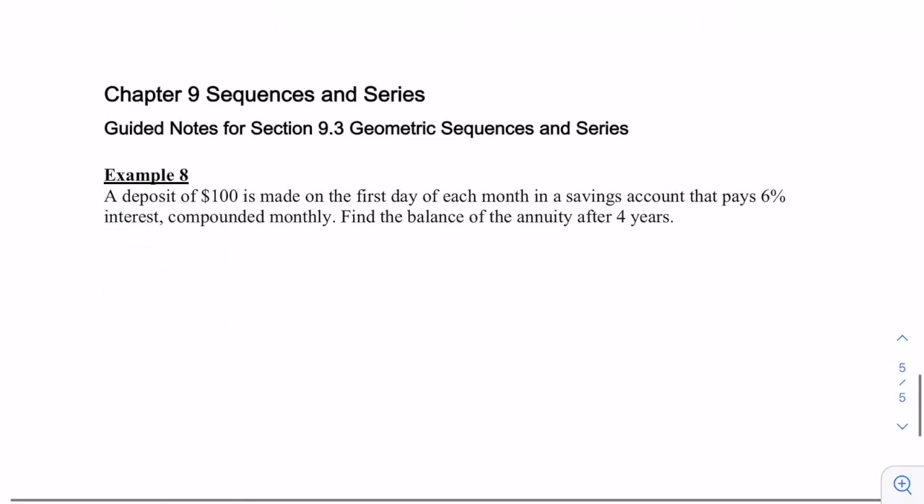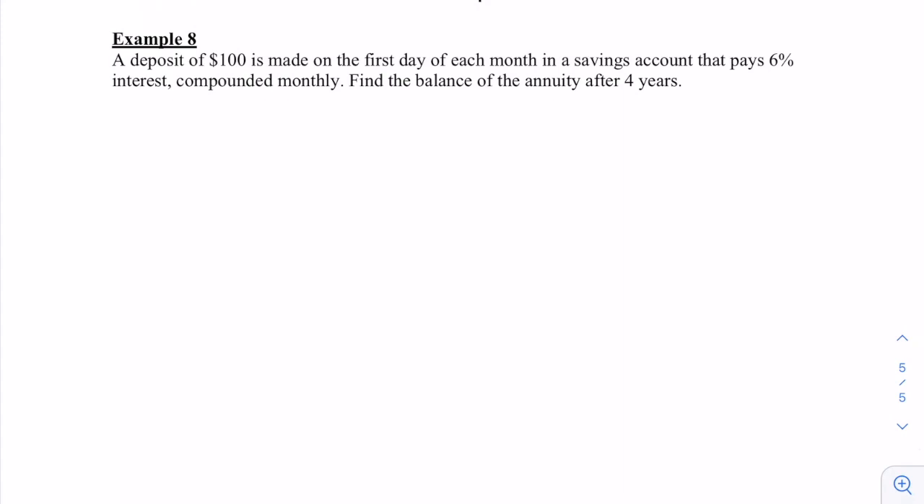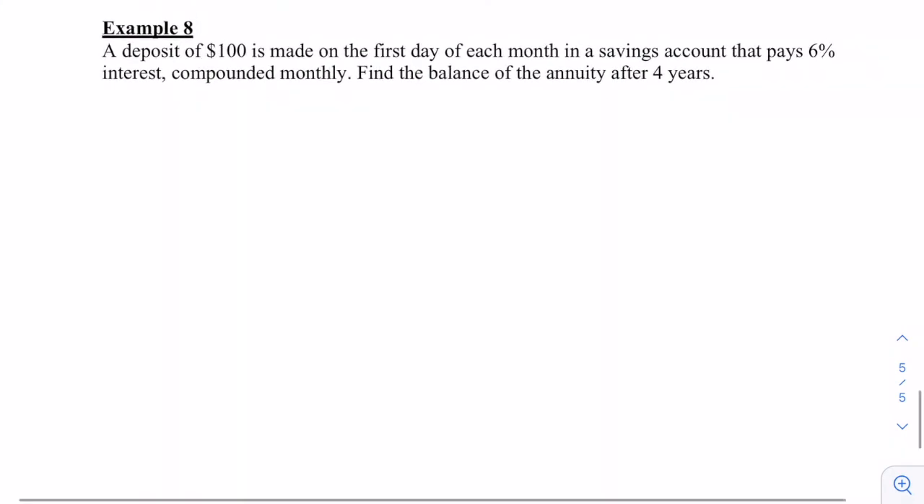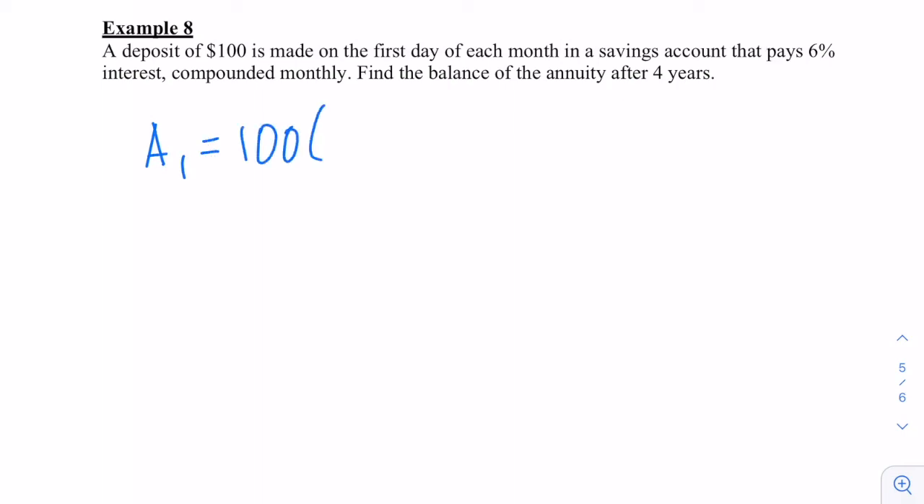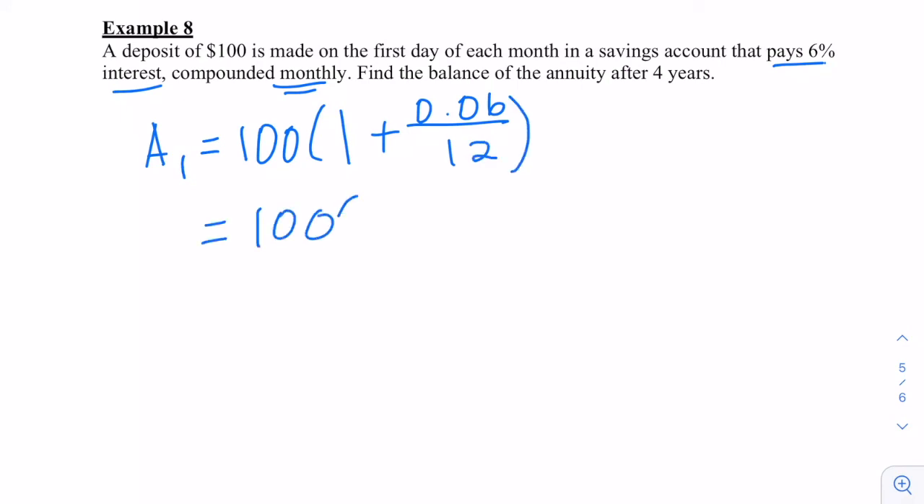Now for this last example, we're going to look at compounded interest. So we're going to deposit $100 into the account every month, on the first day of every month, and it's going to pay 6% interest compounded monthly. So that's going to be 0.06 over 12, and that's going to be the general rate. So here we have 100. Let me simplify this. The ratio would be 1.005. So that's going to be our first term, or a sub 1.